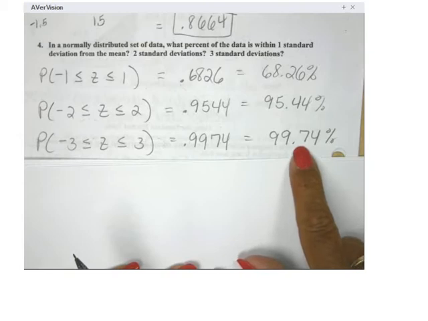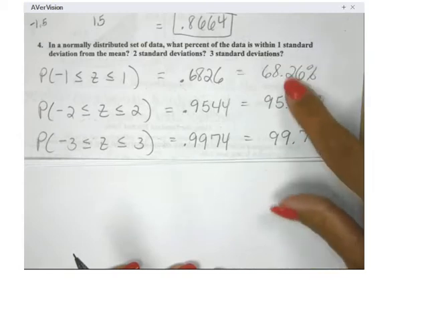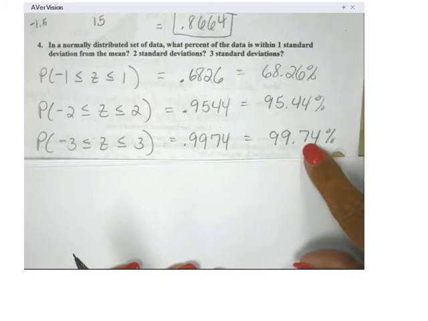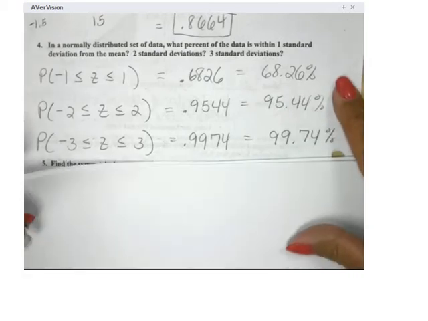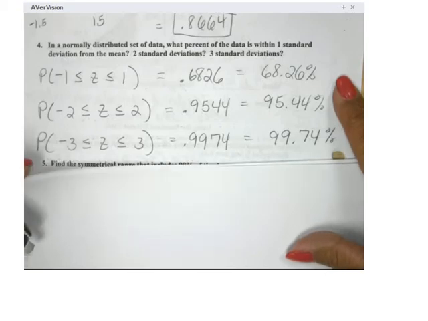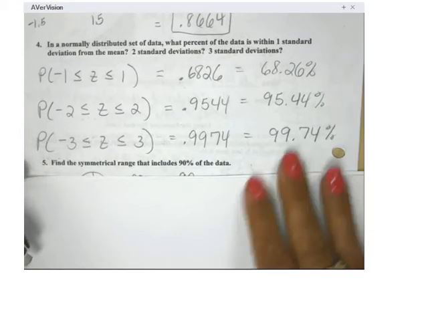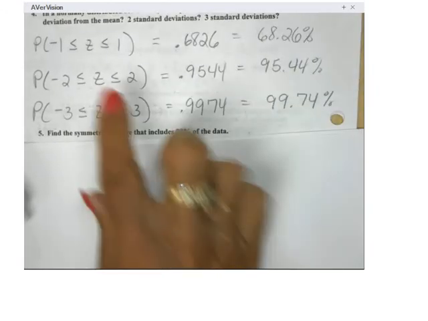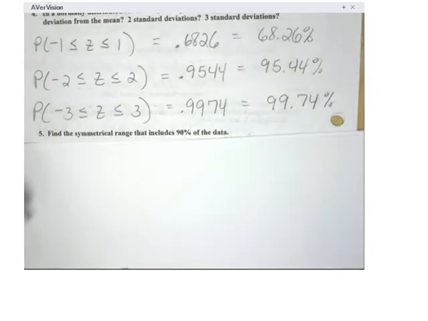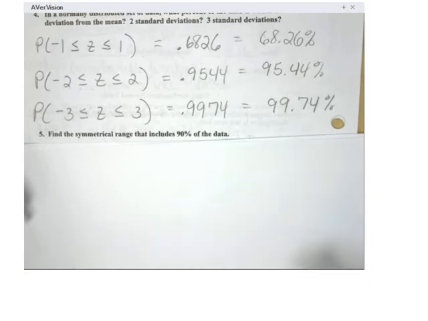I did the same thing for going out 2 standard deviations, very close to 95%. Did the same thing for 3 standard deviations, very close to 99.7%. So there's the 68, 95, 99.7 rule that we use in statistics to talk about being within 1, within 2, within 3 standard deviations of the mean.